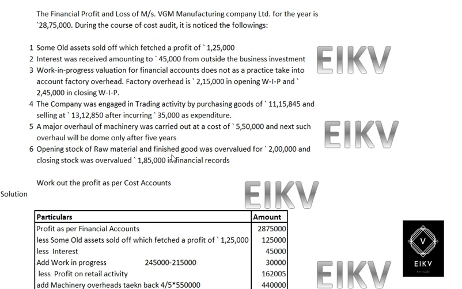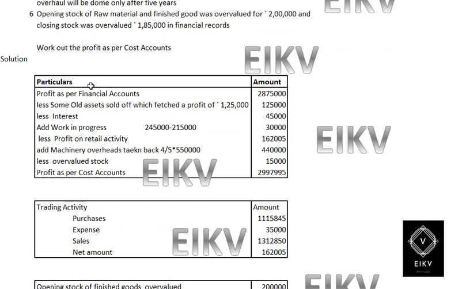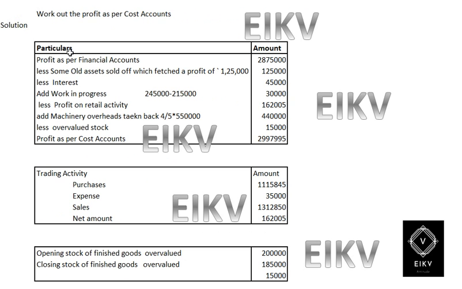Opening stock of raw material and finished goods is overvalued by 2 lakh and closing stock was overvalued by 1,85,000 in financial records. So from here we can go ahead by preparing the reconciliation statement, where the requirement is to work out the profit as per cost accounts. So we need to work out the cost record.